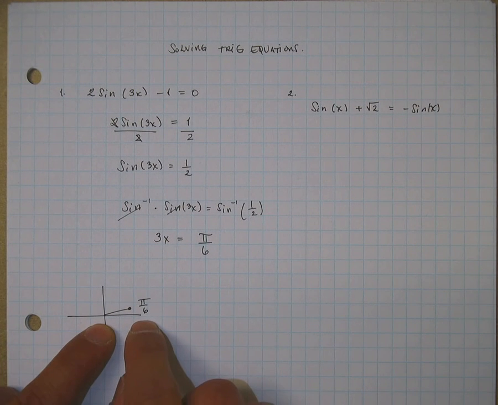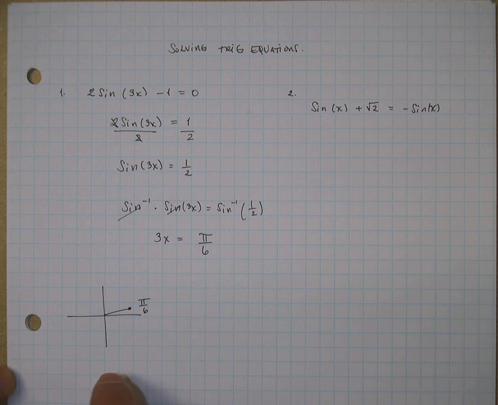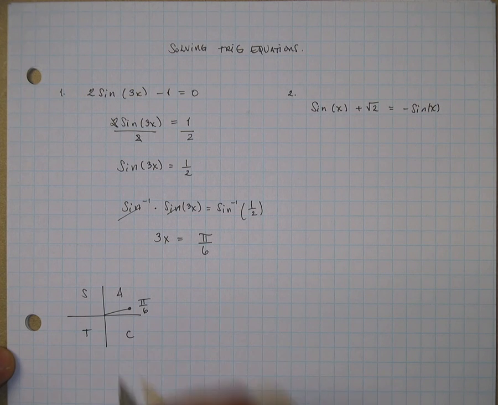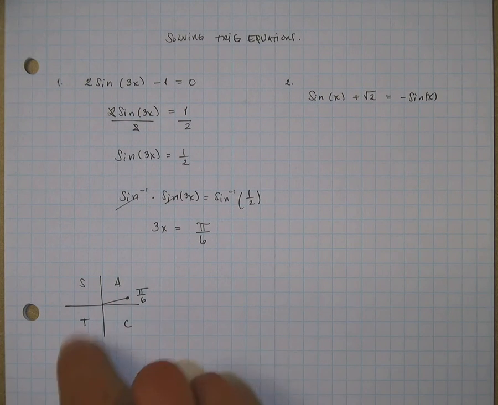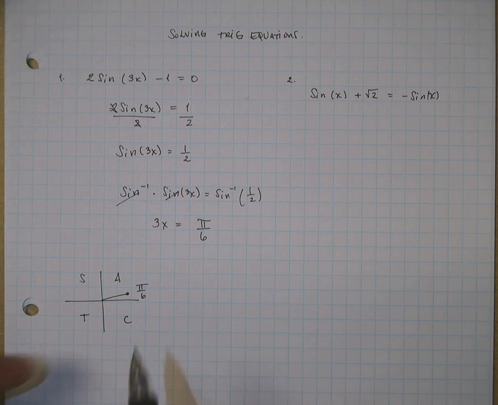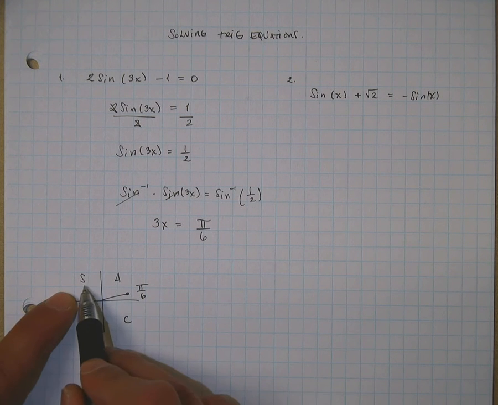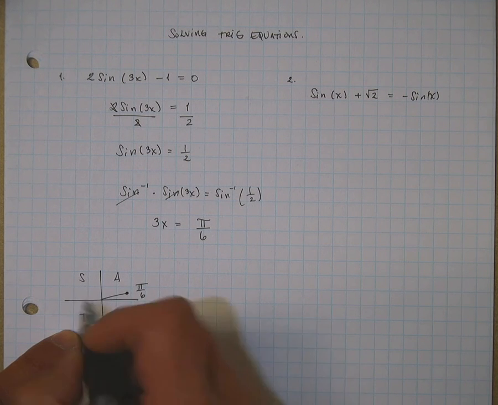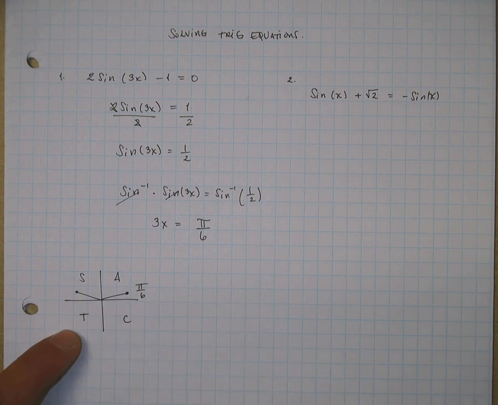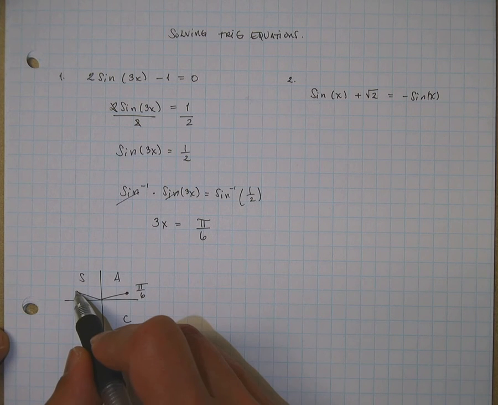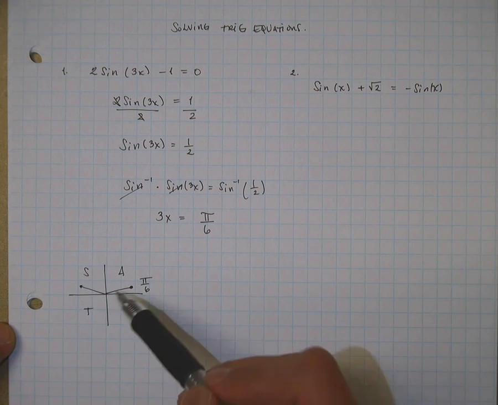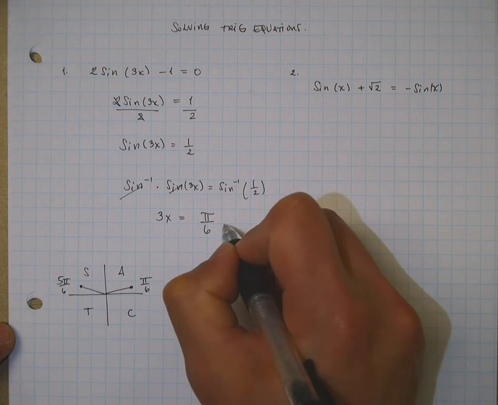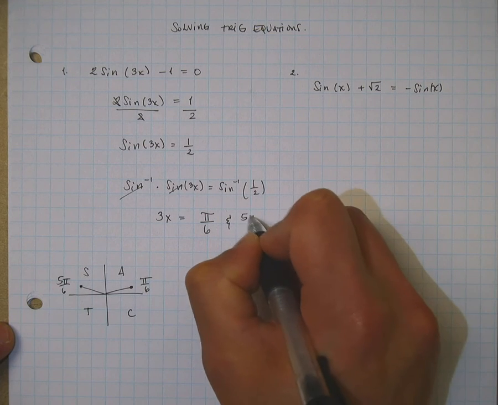But where else do we have sine positive 1/2? Well, remember, that's All Students Take Calculus, or what I tell my students, All Sin Tacos. I have pi/6 here. Right here, sine is positive. Right here, tangent is positive. Right here, cosine is positive. If I know sine is positive here, that means this angle is also going to be a solution. What's the angle measure here? Well, that's easy. 6 minus 1 is 5. It's 5 pi/6. So the two answers are pi/6 and 5 pi/6.